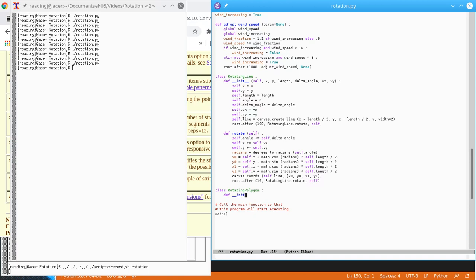Def init self, x, y, delta angle. So you recognize this pattern right now. Self.y. Oops. You would recognize it if I completed it. Equals y. Self.delta angle equals delta angle. Self.polygon equals canvas.create, not draw.